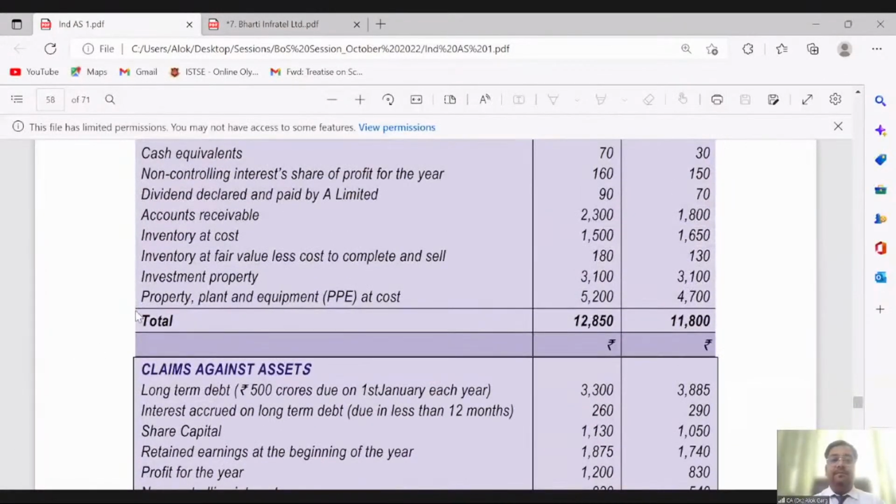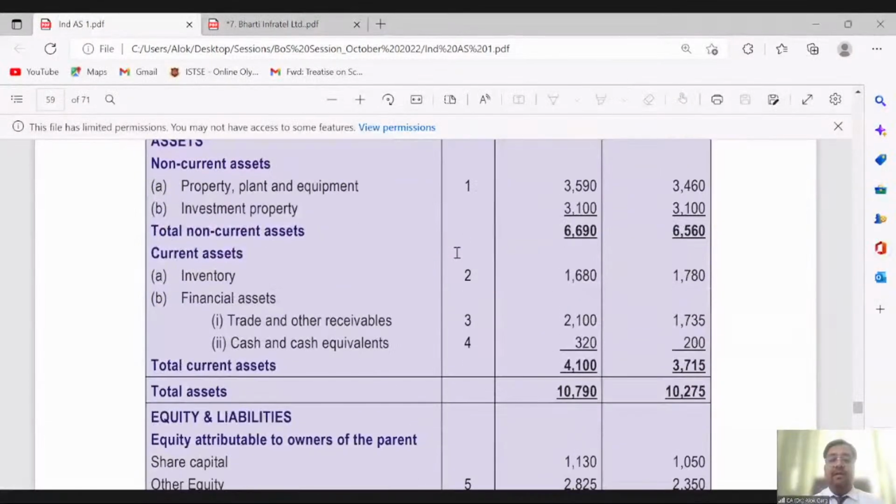So guys, inventory at cost, inventory at fair value. So inventory is an inventory, doesn't matter whether it is at cost or fair value. This 1500 plus 180, this inventory will go to your current asset. Inventory will go to current asset. 1680 inventory, it is a current asset. Okay.